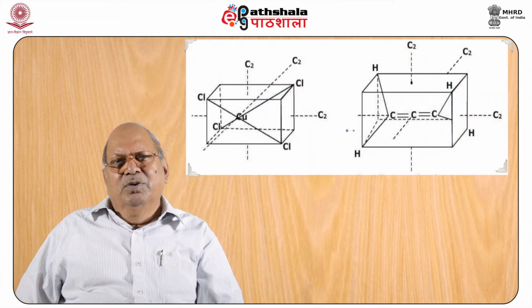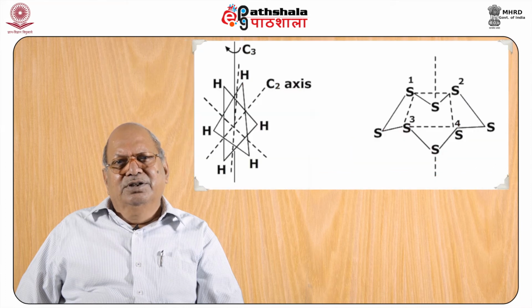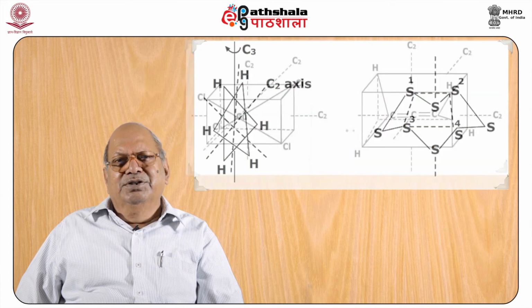Examples of molecules belonging to the Dn point groups are given. These are twisted tetrahedral, S2Cl4, allene, staggered ethane and a few other molecules as shown.